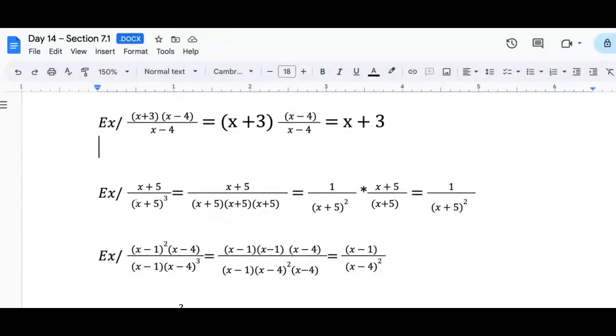Number 2, x plus 5 cubed. That means x plus 5 times x plus 5 times x plus 5. Then we can simplify one factor with the numerator. That's okay. Yeah, if you have a problem with your browser, just try your best.